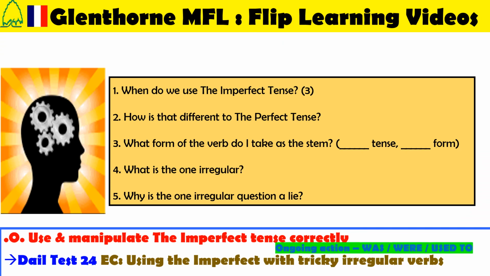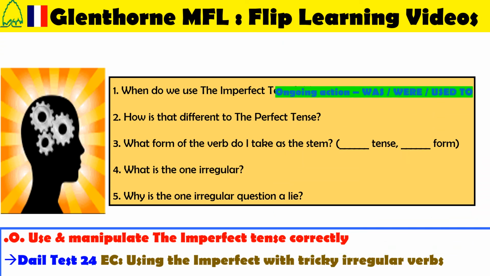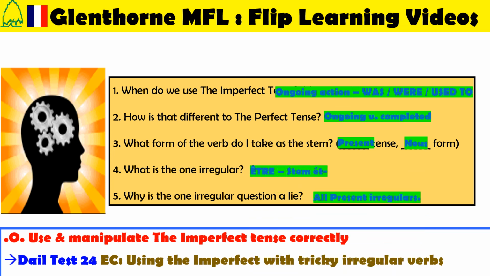Okay, so here's our 5 rules that you must know. Remember, was, were, or used to is all the imperfect tense. It expresses an ongoing action, whereas the perfect is a complete action. You take the present tense, nous form of the verb, which changes it. Être is the one irregular, but remember, all verbs that are irregular in the present tense are going to have irregular stems in this, which is what makes it so tricky.